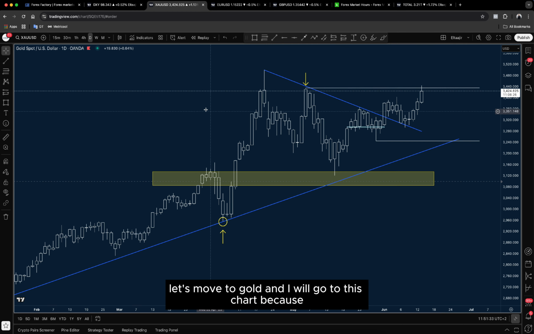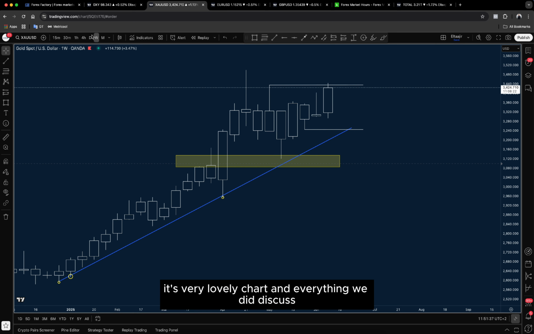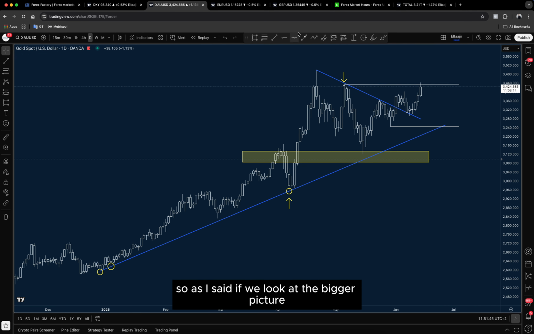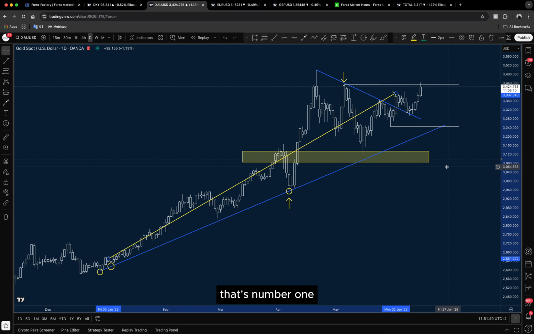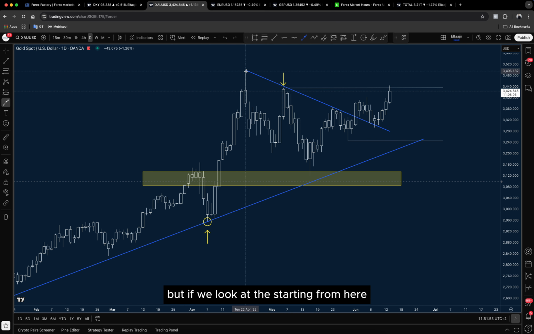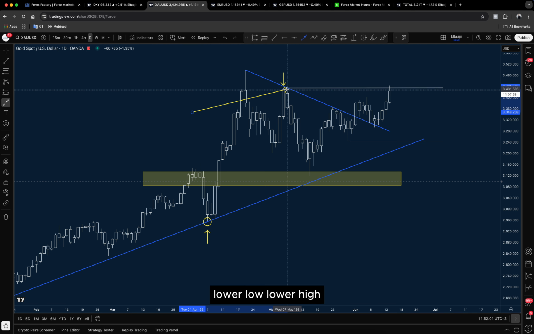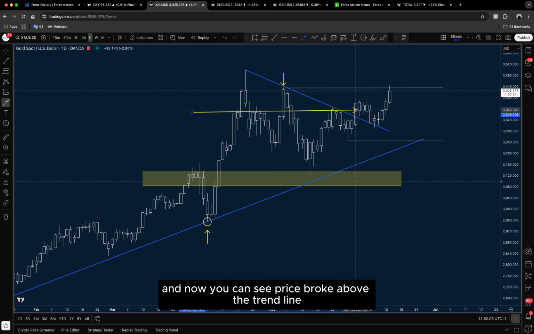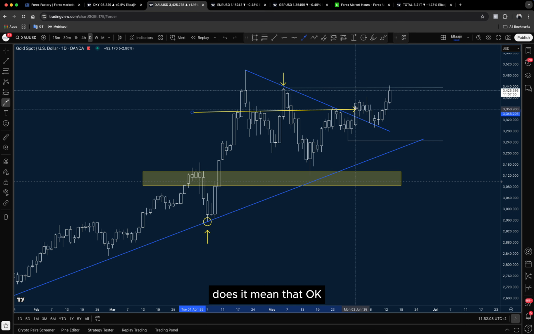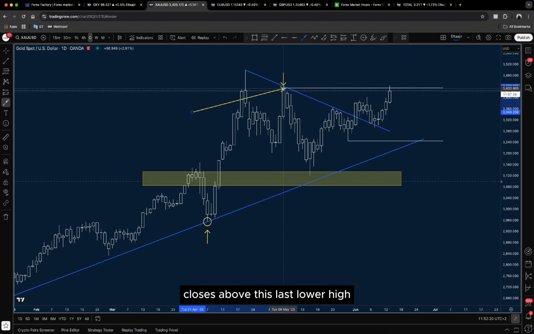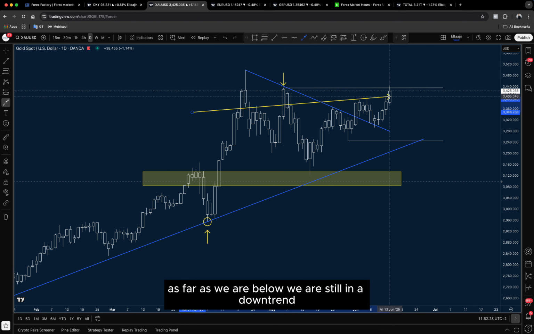Let's move to gold, and I will go to this chart because it's a very lovely chart, and everything we discussed is happening exactly the way it is. As I said, if we look at the bigger picture, we are in an uptrend. That's number one. But starting from here, which is April 2025, we start to be in a downtrend: lower high, lower low, lower high, lower low. Now you can see price broke above the trend line and came to retest it, but that doesn't mean the trend is broken. We can only say we broke the trend if the price with the body of the candle closes above this last lower high.